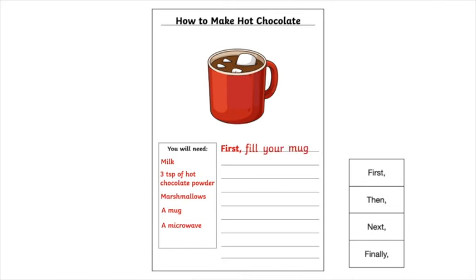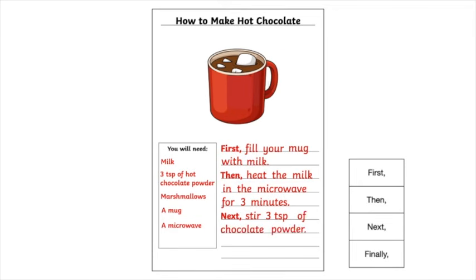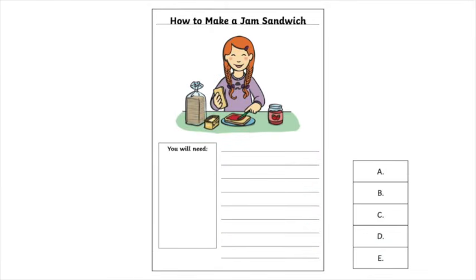First, fill your mug with milk. Then, heat the milk in the microwave for 3 minutes. Next, stir 3 tablespoons of chocolate powder. Finally, add marshmallows.